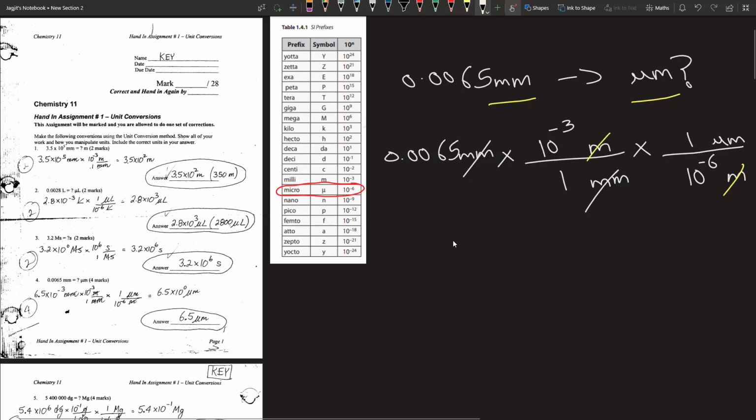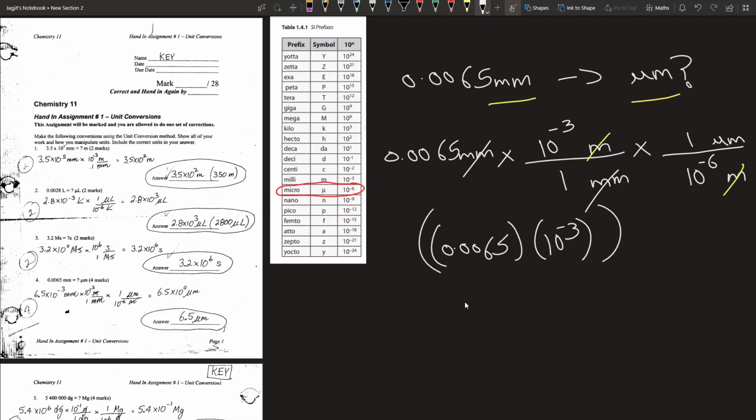You have to be careful now. If I was you and punching it in my calculator, this is how I would punch it in. I would put these in brackets, and I'd put another bracket so my calculator knows these guys are at the top. And I put bracket at the bottom, and I punch it in. Now, if you punch it in properly, you should get 6.5 micrometers. Do you guys understand that?